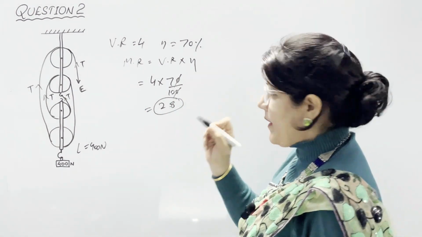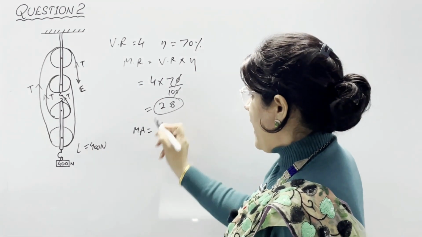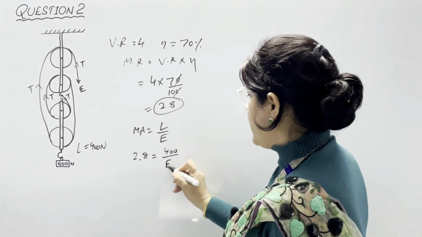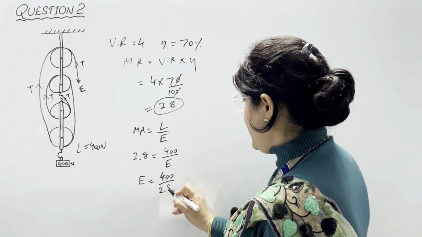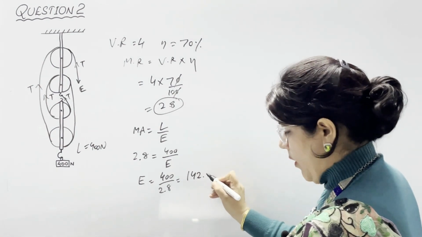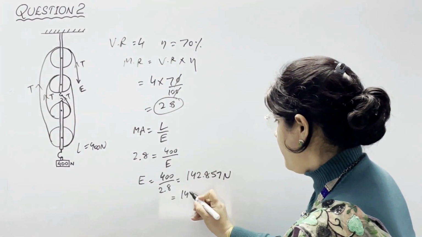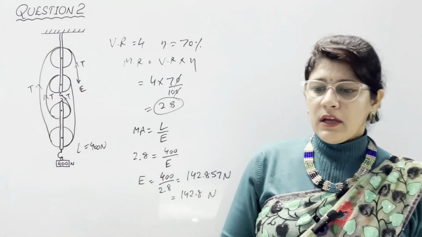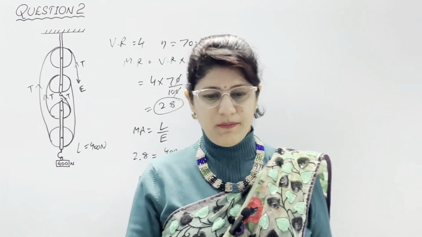Now find the value of effort required. We know another formula, MA is equal to load upon effort. MA we have calculated as 2.8, load is given as 400, and then effort. Effort is equal to 400 divided by 2.8 and the value comes out to be 142.857 Newton. But you can round it off to 142.8 Newton. This is the effort required if we are using a pulley system of VR 4 and efficiency 70%.